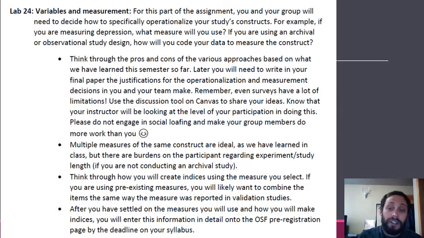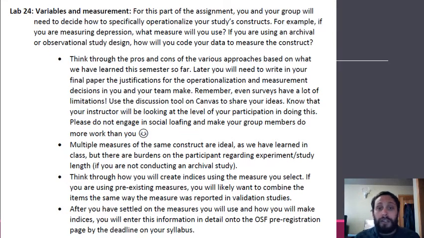So for the variables and measurement component of this, what we really want you to do is start to operationalize the constructs that you said you're going to utilize. What I mean by operationalizing your construct is, for example, if you're measuring depression, what measure would you use to measure depression? There's a lot of different measures out there for depression already.